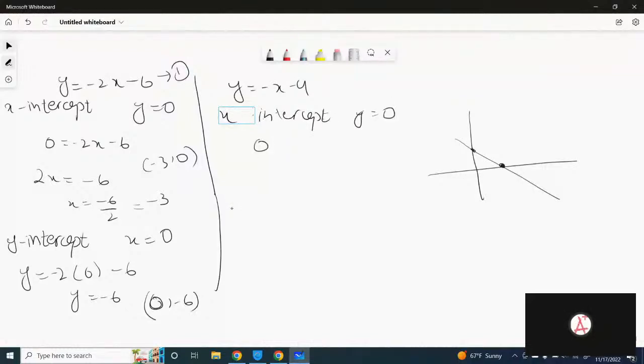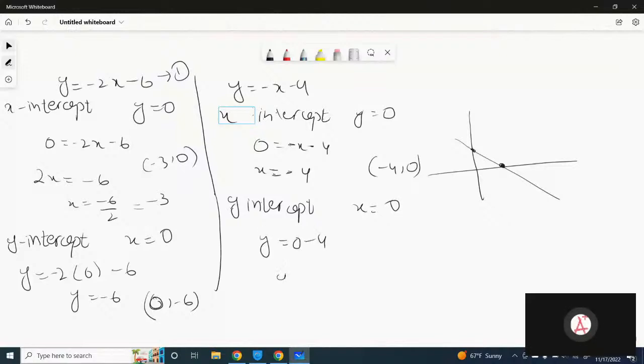It would be 0 equals negative x minus 4. Move that negative x to the other side, it would be x equals negative 4. Got it? That means you have a point negative 4 and 0. Then for the y-intercept, you need to put x equals 0 in the equation. It is y equals 0 minus 4, so y equals negative 4. You have another point, that is 0, negative 4.